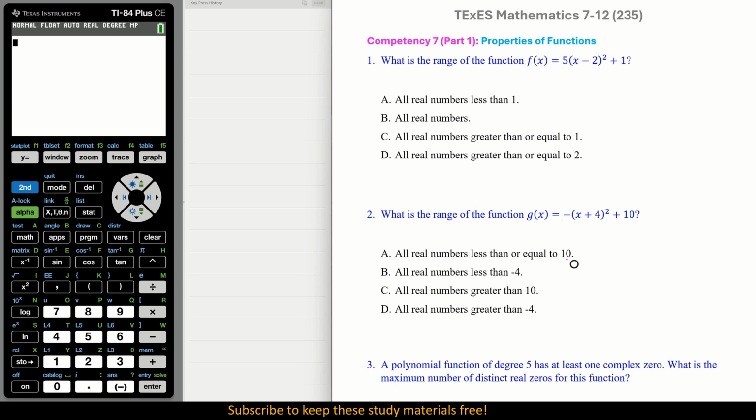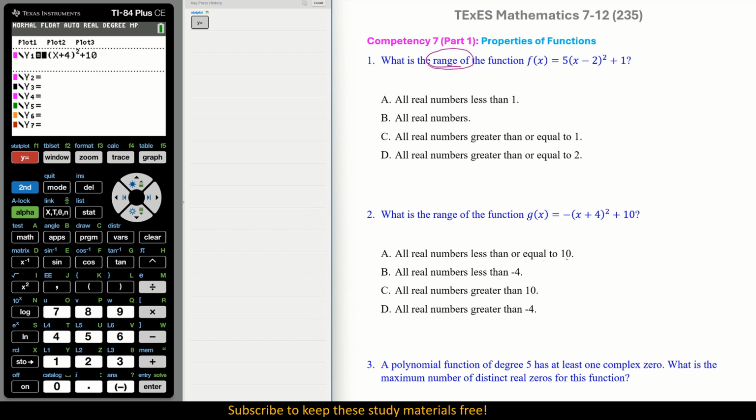Number 1, what is the range of the function f of x equals 5, x minus 2 to the second power plus 1? For this particular question, you might quickly be able to see what values of y we're talking about. Range, we look at the values of y that are used in the function. What do I mean? Well, you can just put this in y equals. So I have 5, and we have minus 2, second power.